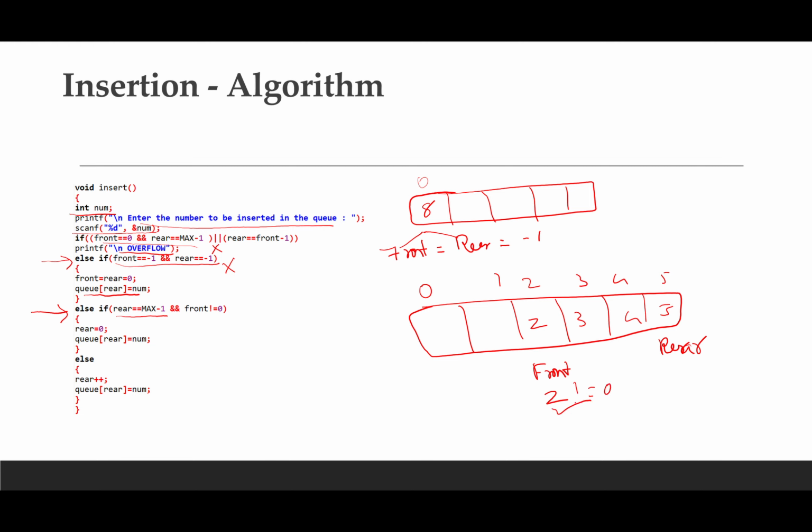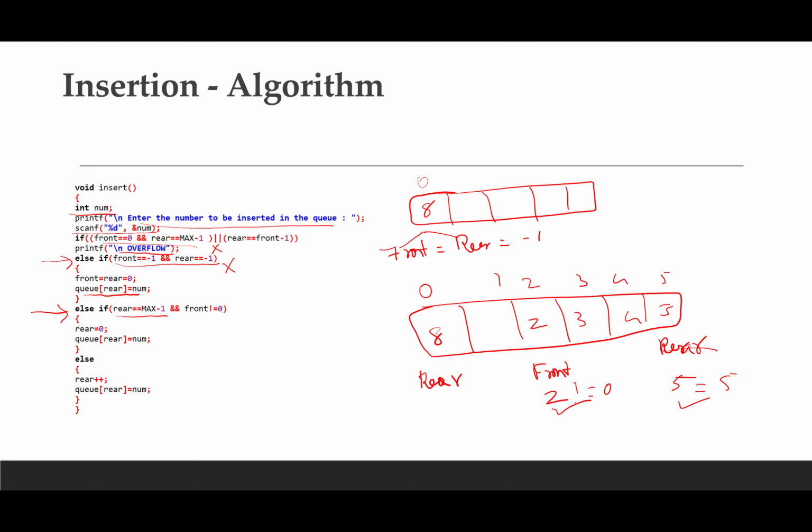The condition is true. Then we are checking the condition rear is equal to max minus 1. So rear value is 5, max is 6, so it is equal to 5. So this condition is also true. So what will happen? We will make the rear position as 0. We will make this rear position 0, and in rear of 0 we will insert the element.